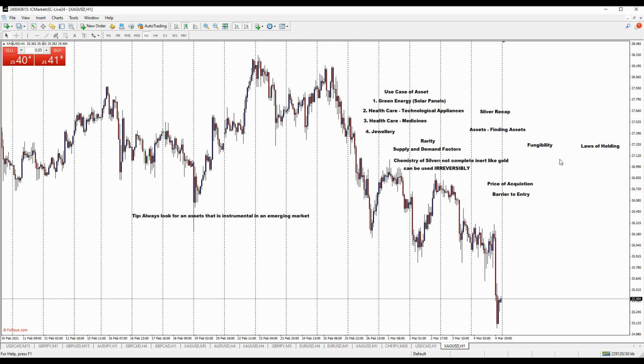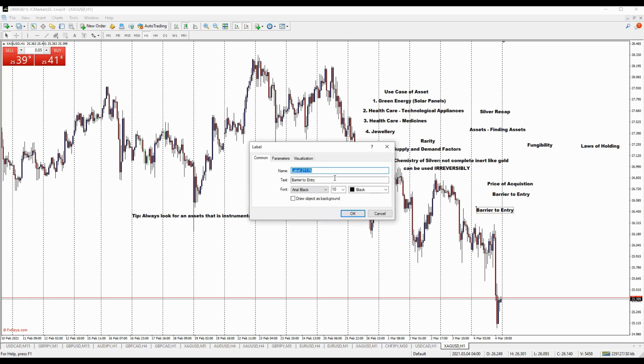What we want to do is go through different ways we can find assets. Then I'll end with a silver and gold analysis so that we can know what to do in this regard. So barrier to entry. Now, what we had with silver, from the recap, is we have three major ways you can get silver. You can get silver bars, and they come in different sizes.